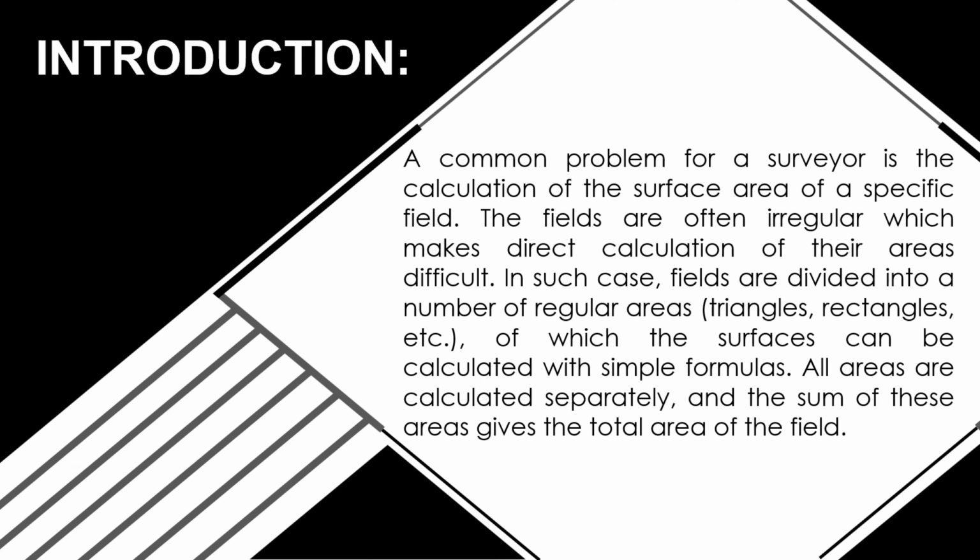A common problem for a surveyor is the calculation of the surface area of a specific field. The fields are often irregular, which makes the calculation of their areas difficult. In such cases, fields are divided into a number of regular areas such as triangles or rectangles or any other kinds, of which the surfaces can be calculated with simple formulas. All areas are calculated separately, and the sum of these areas gives the total area of the field.